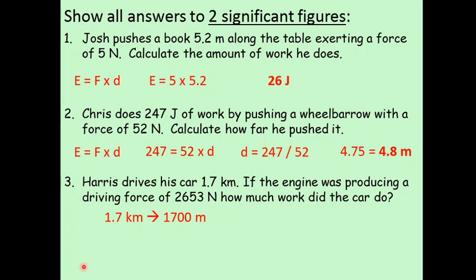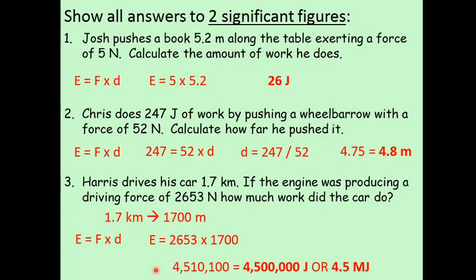So we can use the equation just as it is, that work done is equal to force times distance, and substitute our numbers in, making sure that we substitute in our metres value this time and not the kilometres value. So we've got our force times our distance, and then if we perform the operation in our calculator, we end up with 4,510,100. This here is not given to two significant figures, so we need to adjust that.